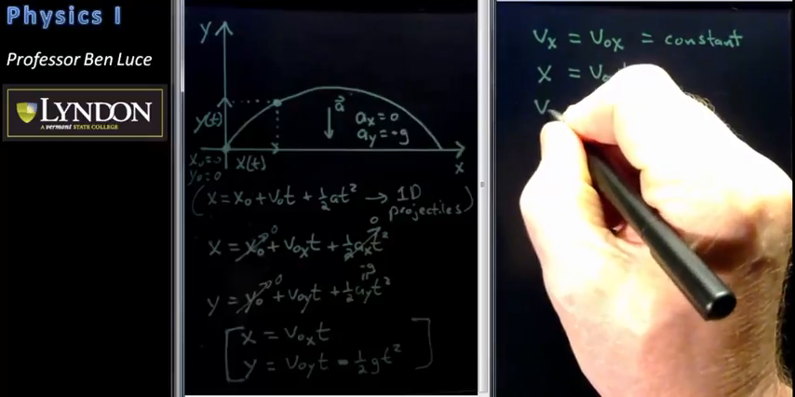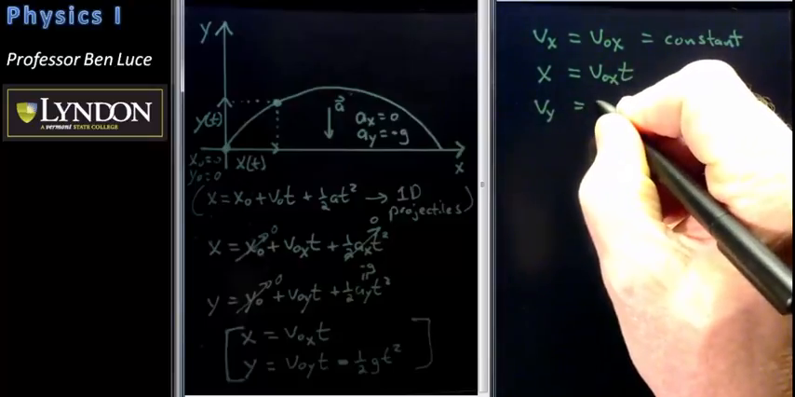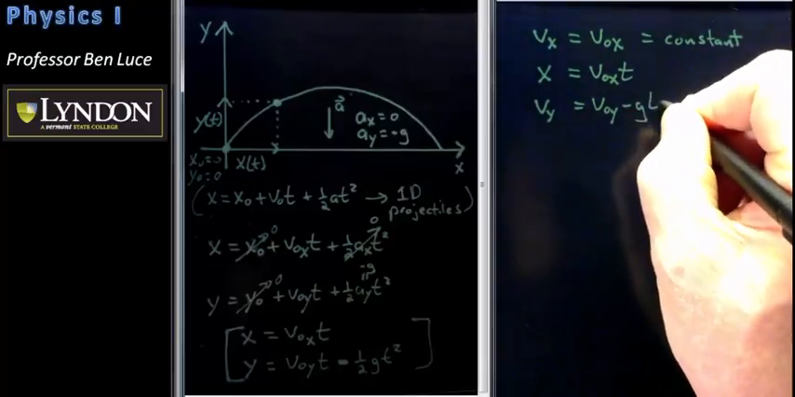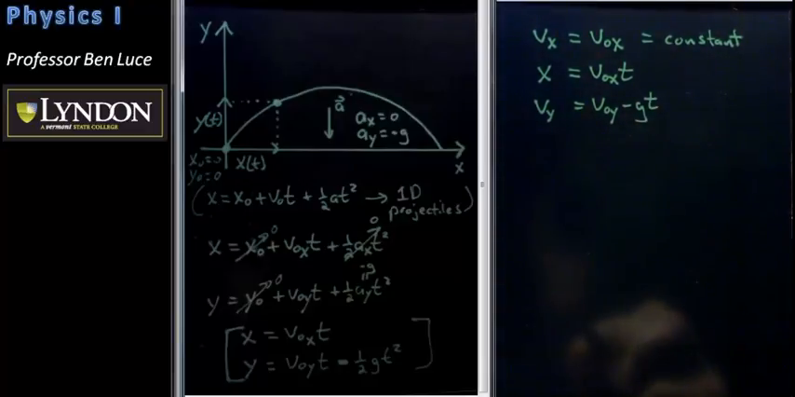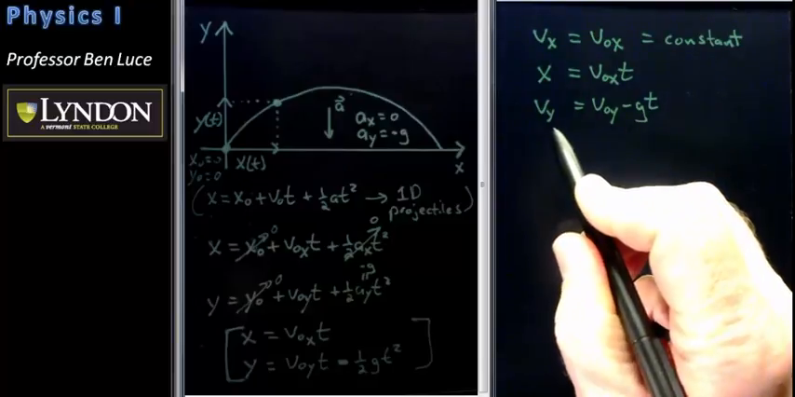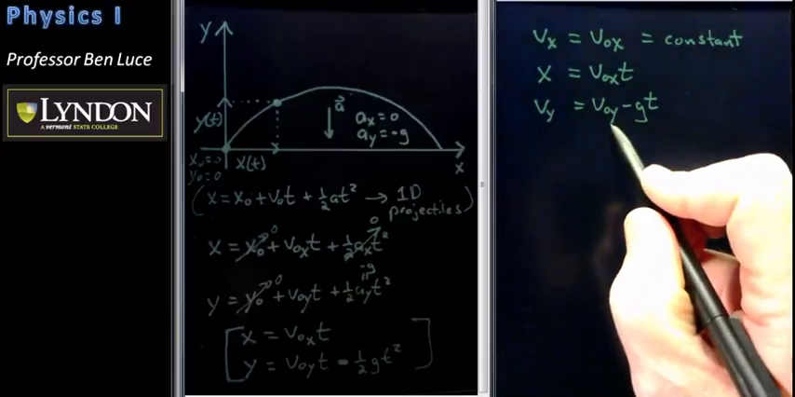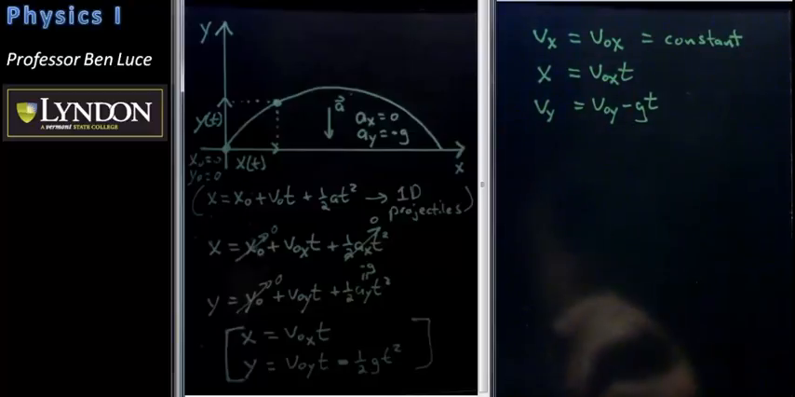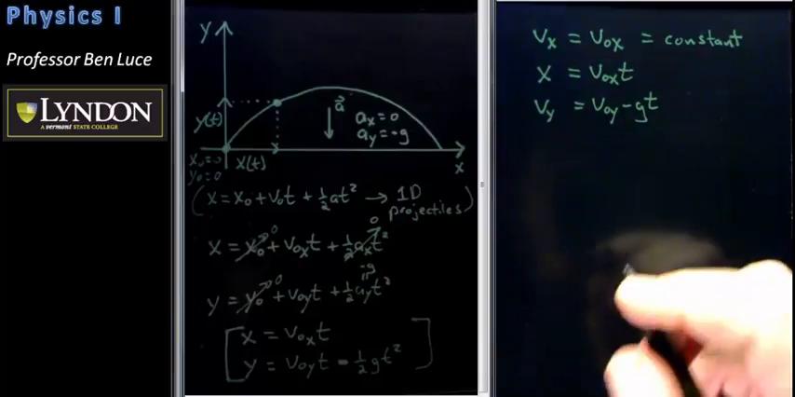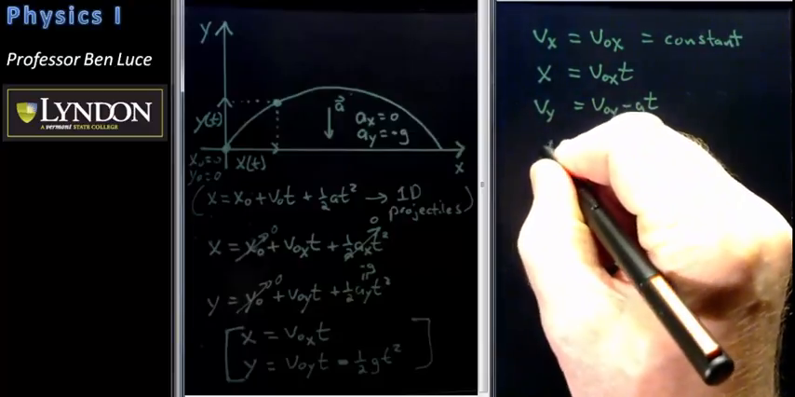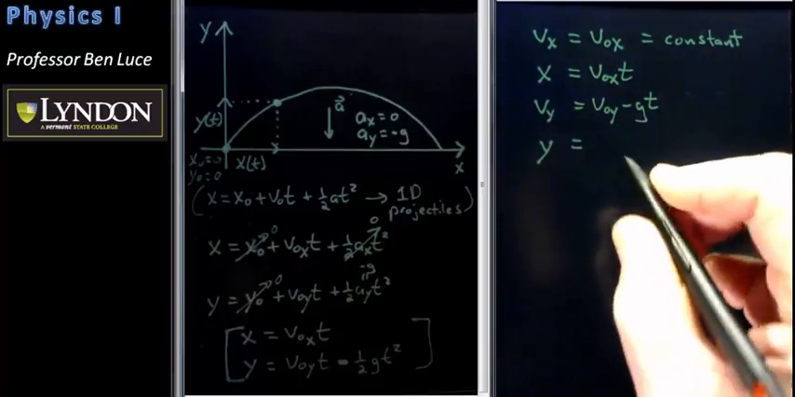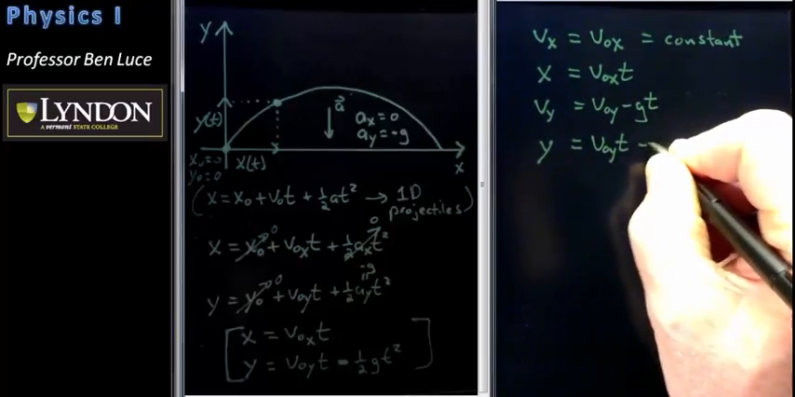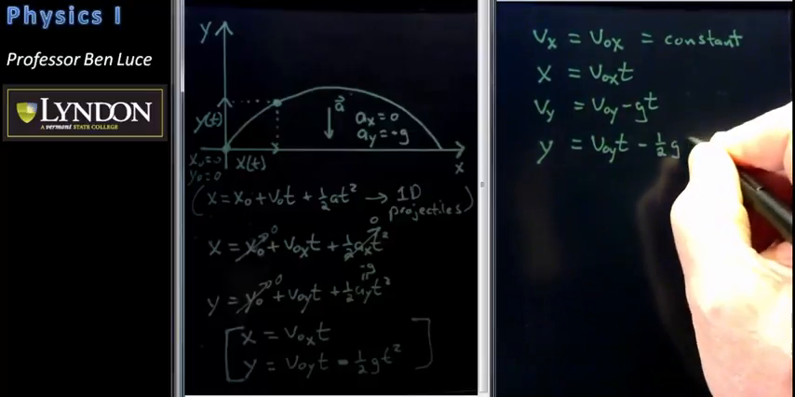For the y component of the velocity, we found that v y equals v naught y minus g t. And that states that the y component of the velocity equals its initial value and then decreases linearly with time. For the y coordinate, we found that that equals v naught y times t minus 1/2 g t squared.